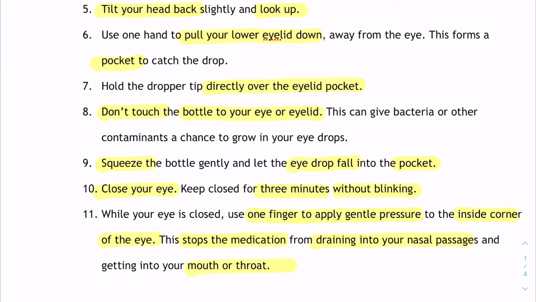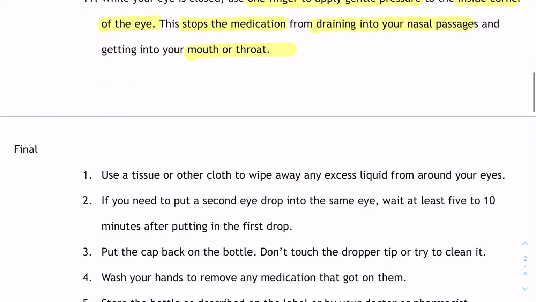So these are the very important 11 steps that you need to follow for the correct way of administration of eye drops. Following that, there are some important points you need to keep in mind. You need to use a tissue or other cloth to wipe off any excess liquid around your eyes. And if you need to instill a second eye drop into the same eye, please wait for another 5 or 10 minutes after putting the first drop.